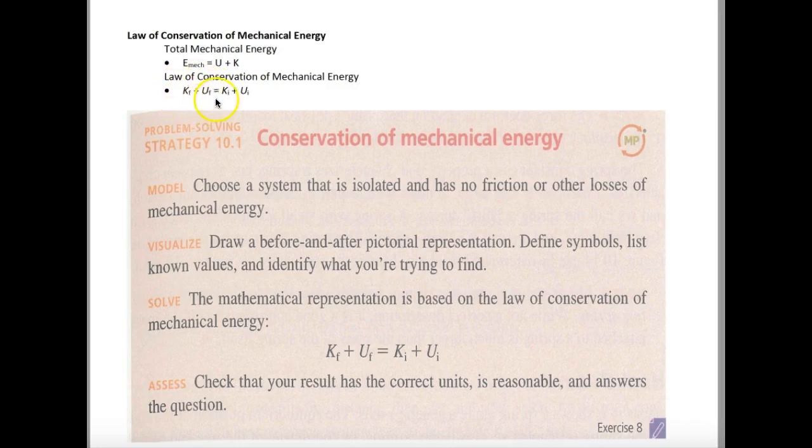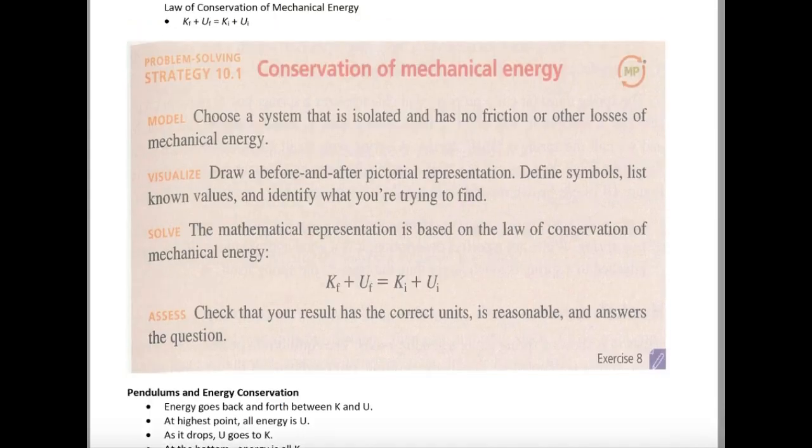Sometimes they'll put the final first and then the initial last. Sometimes they'll have the initial first and the final last. So it really won't matter what you're doing. For the conservation of mechanical energy, this is a good problem-solving strategy. You should look for a system that's isolated and doesn't have any friction or losses of mechanical energy. If it does, that is what we call a non-conservative system. So we'll look at non-conservative versus conservative systems later.